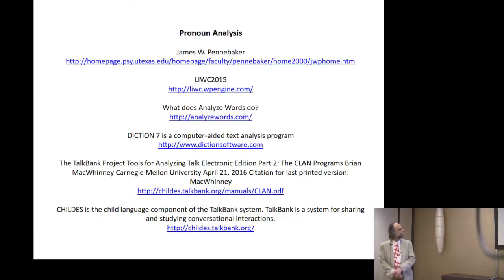This Diction 7 is by Rod Hart, and that's more for political scientists. The open source Carnegie Mellon software, I propose that we eventually will have a pronoun analysis for sustainability. There's currently a PhD student at the University of Wisconsin who's using this pronoun analysis to chart the progress of Alzheimer's in Ronald Reagan. And you can use this pronoun analysis to look at Ronald Reagan's speeches and see how the Alzheimer's progressed.